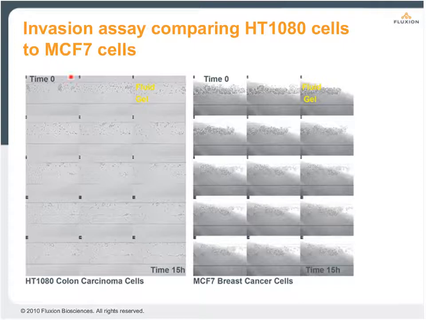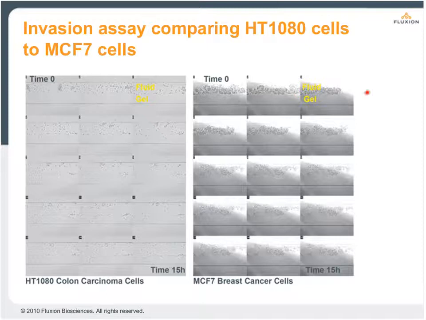If you're able to follow this through the time, what you can see is that around 4 hours, the cells begin to invade the matrix, and you can then continue to follow this over time. By the end of this time lapse, which is 15 hours in total, you can see that the cells have started to invade and they're beginning to form structures in the gel.